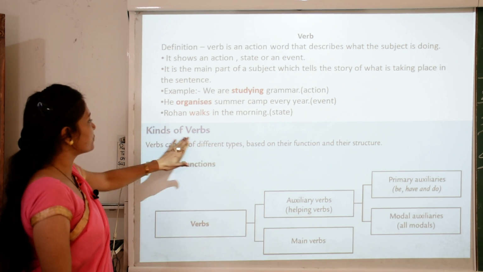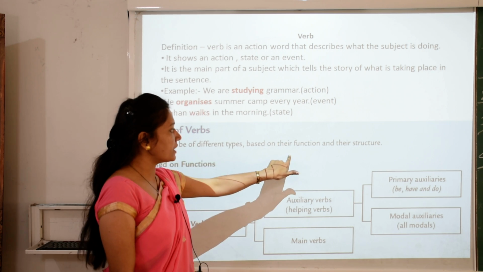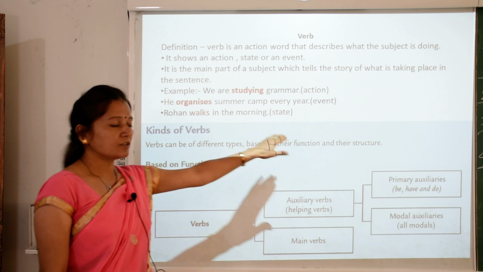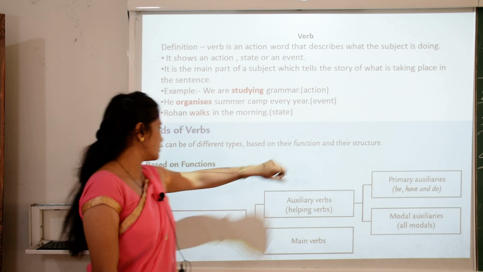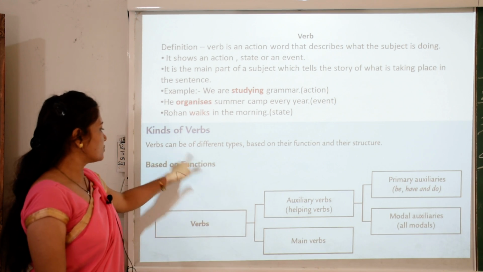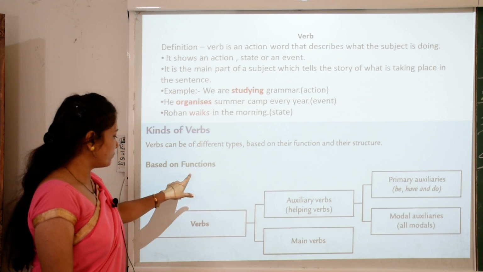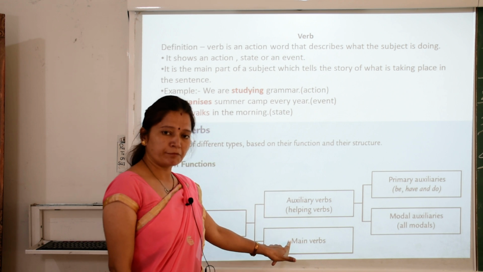Now let's see the kinds of verbs. Verbs can be of different types based on their functions and their structure. So verbs can be of many types, based on their functions and structure. Now we are reading about verbs based on their functions. Verbs based on function are of two types: auxiliary verbs and main verbs.